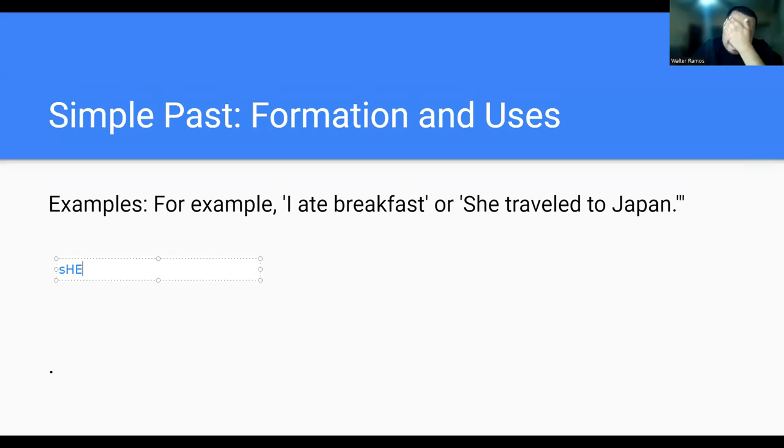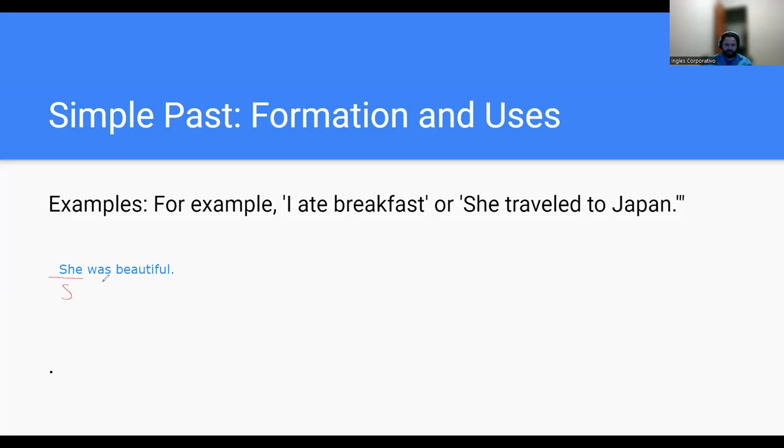For example, she was beautiful. Yeah, it's a simple past. Yes, it's simple past because you have the subject, right? And then you have the verb in the past. Yes, verb to be. This is a compliment too. Yeah, I get confused because you use was or were when you use a past continuous.